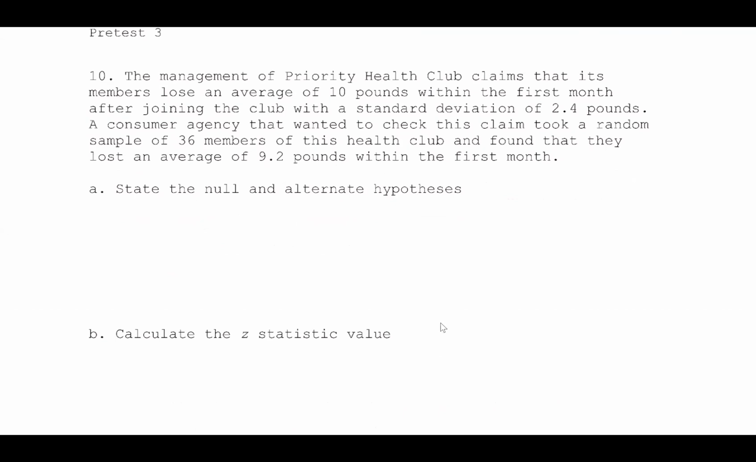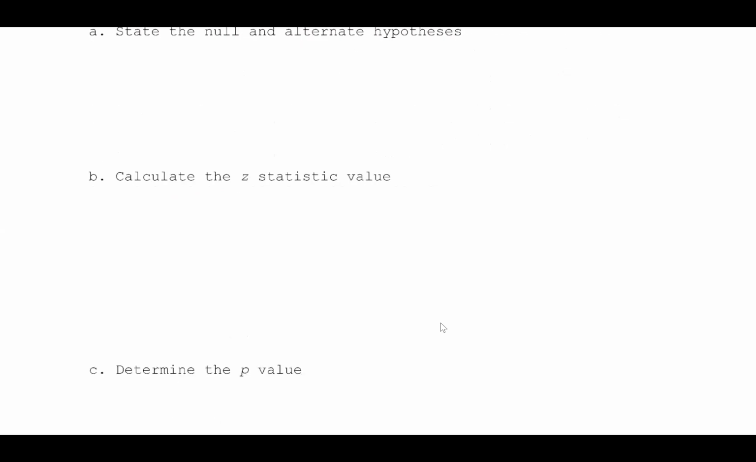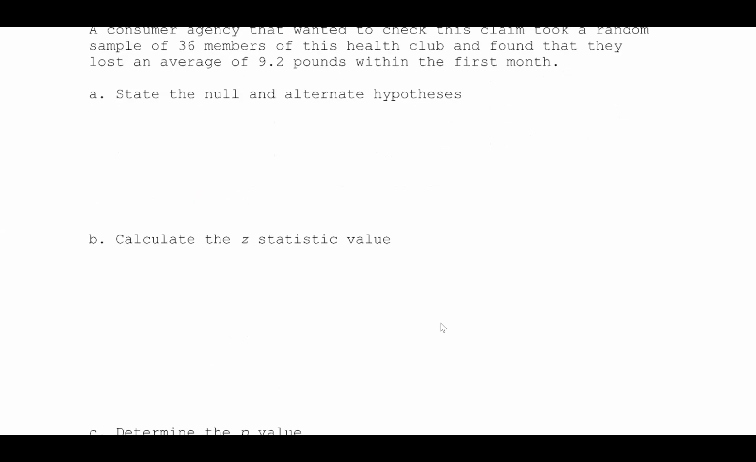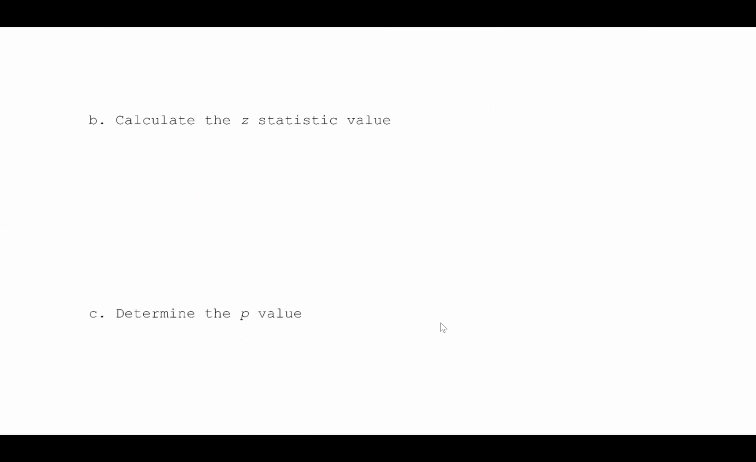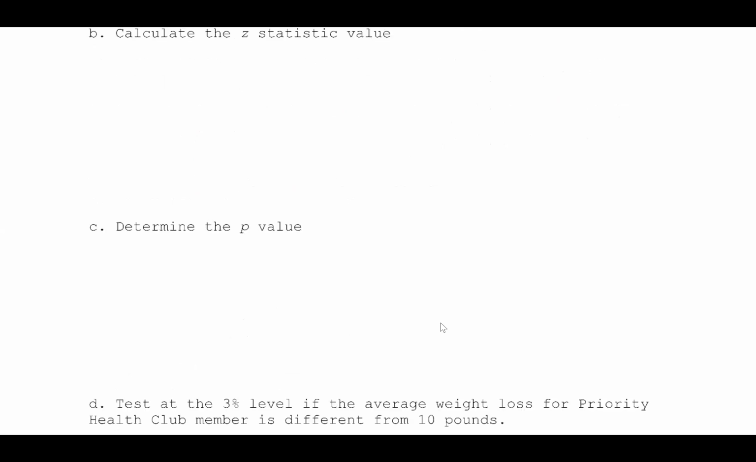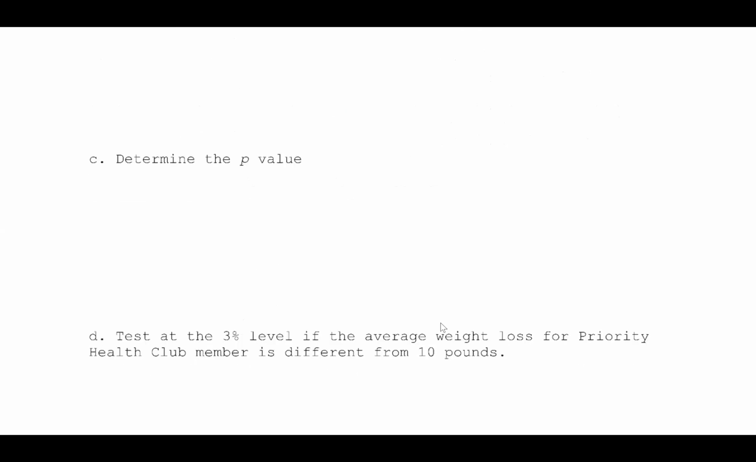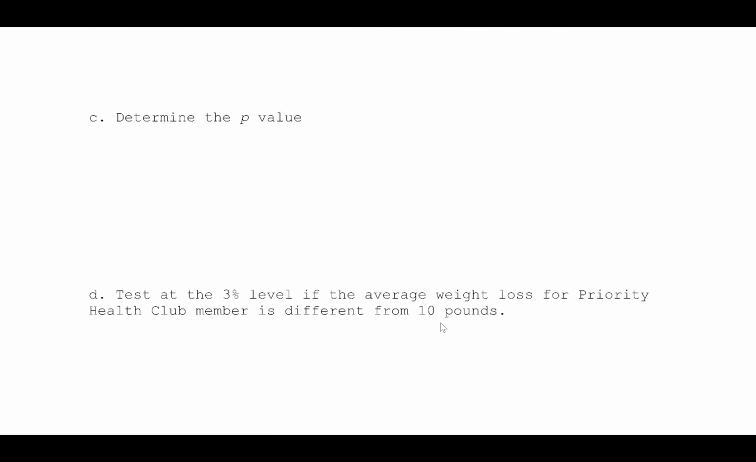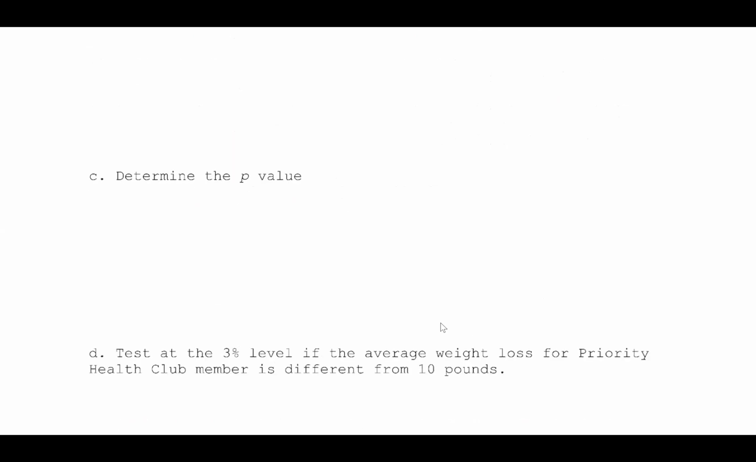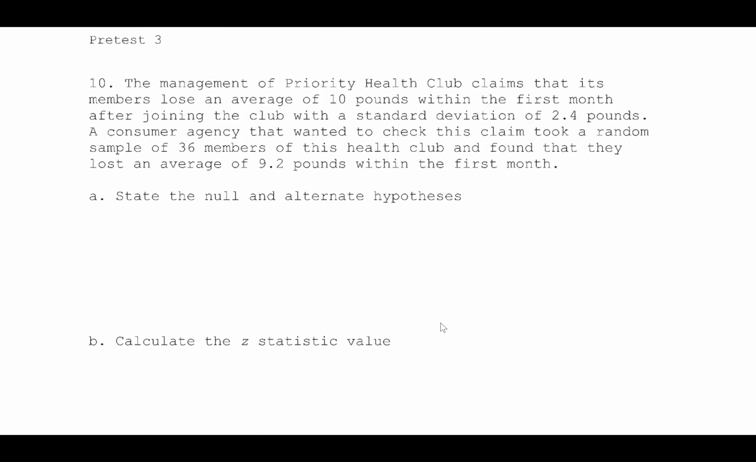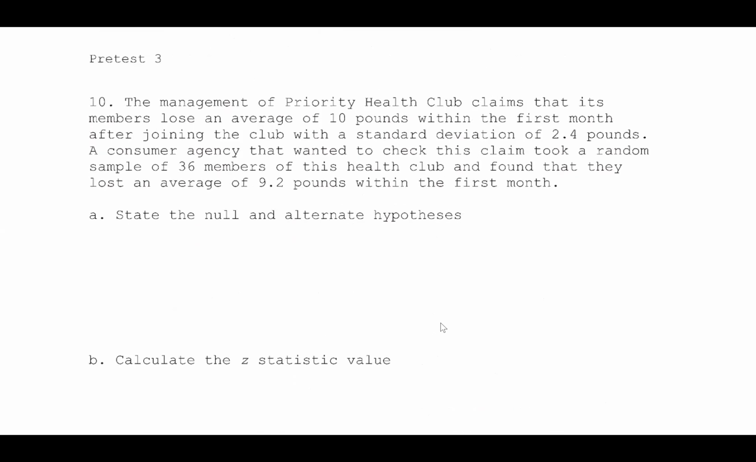Also, just a heads up for the test, it's going to be formatted this way. If you are doing a hypothesis test, it's going to ask you to take the null and the alternate hypothesis, calculate the Z statistic value, determine the P value, and state a conclusion. So you want to work in this format. All right, so let's go ahead and see this problem.